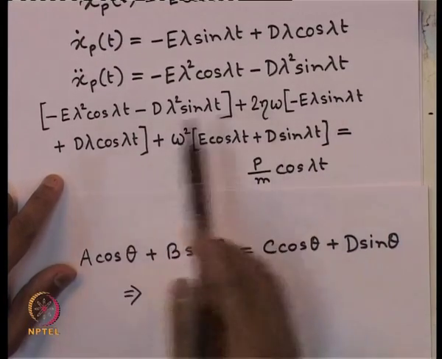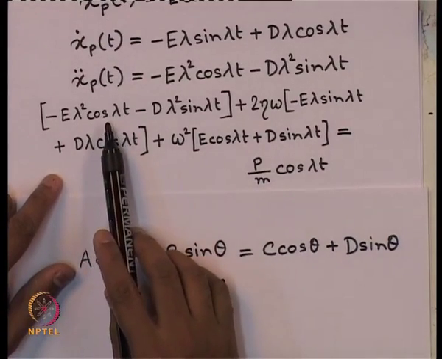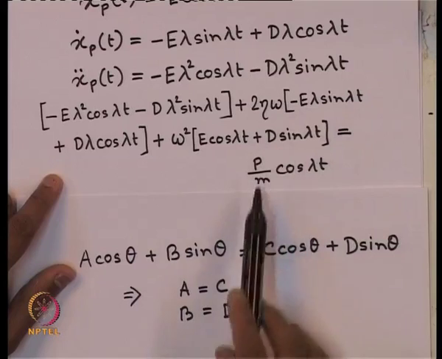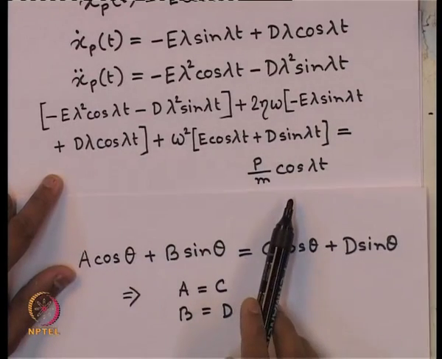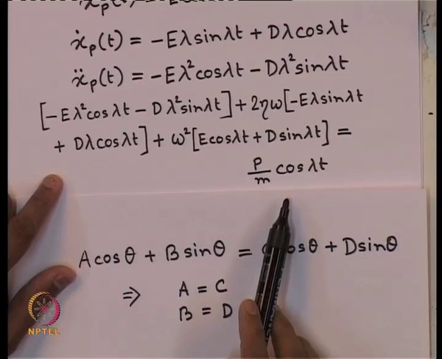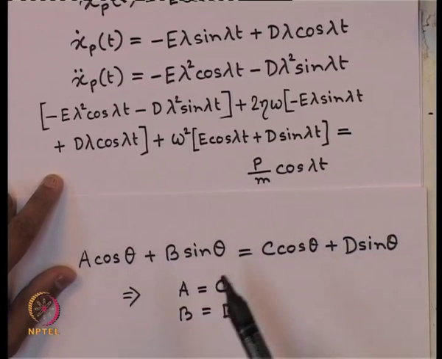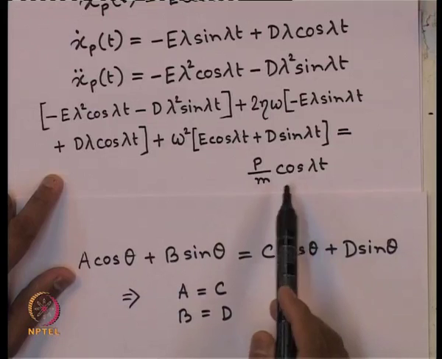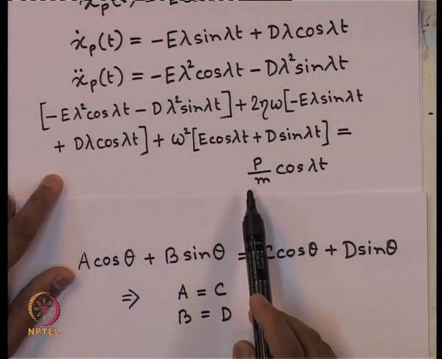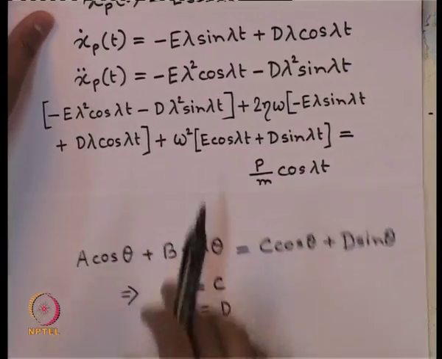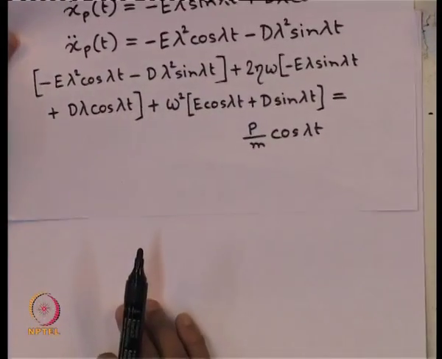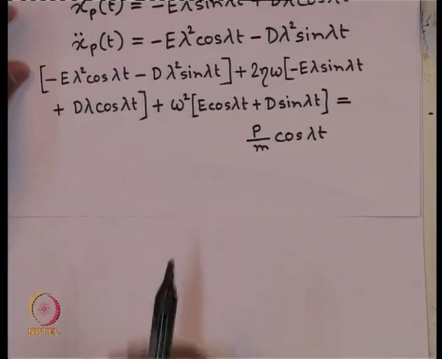All these components are combinations of cosine function and sine function. Now, let us equate all the cosine functions on both the sides and equate all the sine functions on both the sides. On the right hand side, we have only cosine function and no sine function. So, what we can write from this expression, let us note it down here.